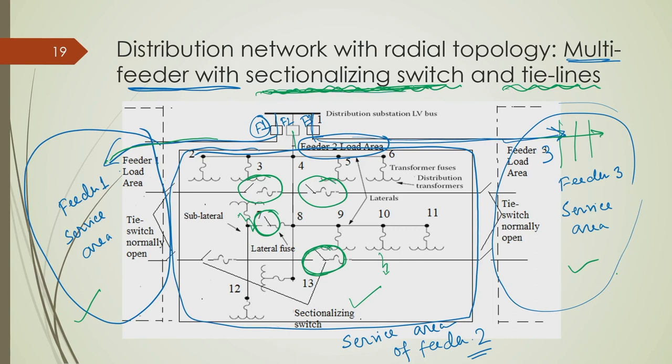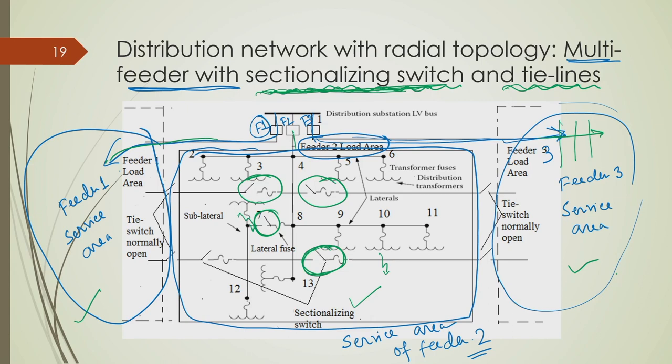Now, this is the basic function of the sectionalizer. They sectionalize a particular feeder into a number of sections. They are normally closed switches, they are like isolators, they are operated off load, and whenever there is any fault corresponding to that particular sectionalizer, we can disconnect it, thereby disconnecting this faulty part from the circuit, and the rest of the circuit can be energized. Thereby, they improve the reliability. So, this you have to understand.